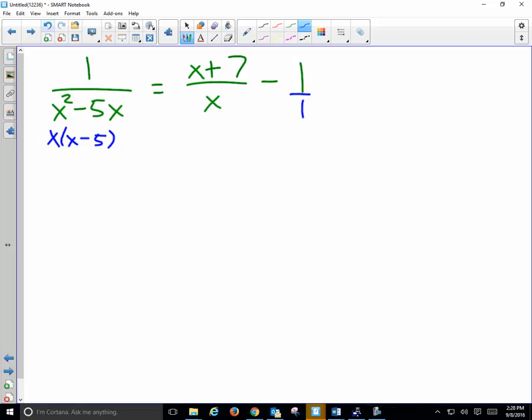So what's the common denominator? x times x minus 5. Does this already have the x times the x minus 5? So it's good to go. Just leave the numerator as 1. What does this need? It needs the x minus 5. So we'll take the x plus 7 and multiply it by x minus 5. What does the 1 need? It needs both of them, doesn't it? It needs the x times x minus 5. It needs both of them.